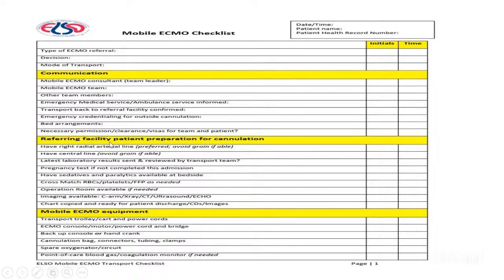The second thing is the referring facility. When we speak to the other hospital, tell them that the right radial artery is preferred, because it will be able to give us better information about the oxygenation, and sometimes about harlequin syndrome. If the patient has a central line, it's always good. They have to avoid the groin if possible, because you might use the femoral vessels for venous and arterial cannulation for the ECMO. Any sedation and paralysis available at the bedside, blood which has to be cross-matched, FFPs which have to be cross-matched, and platelets also need to be arranged. All these things they have to arrange.